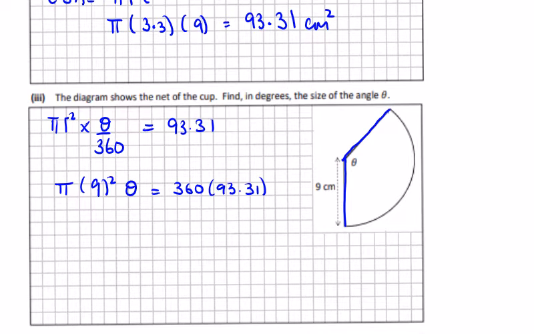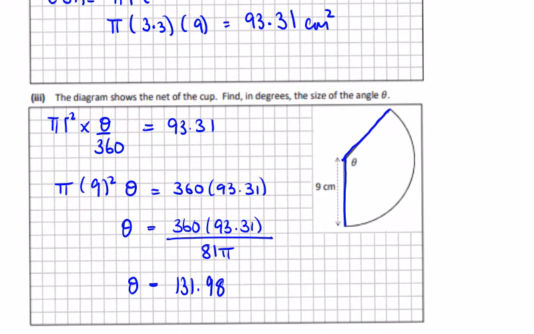So dividing across by 81 pi, I'm going to get theta is equal to 360 by 93.31 divided by 81 pi, and that's going to give theta to be 131.98 degrees. I've used 3.142, and then I used pi, I got 132.002, so they're both the same distance away. To the nearest degree, 132 degrees I'll round it to.